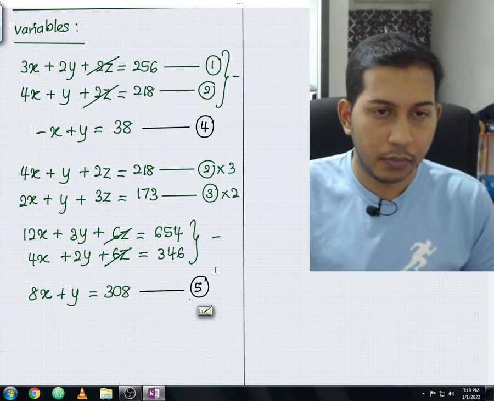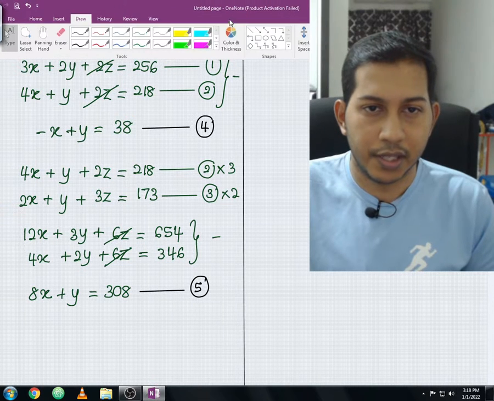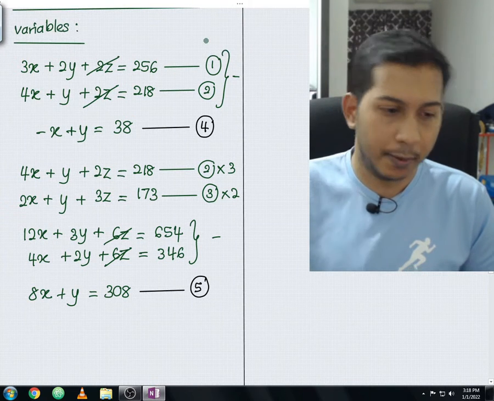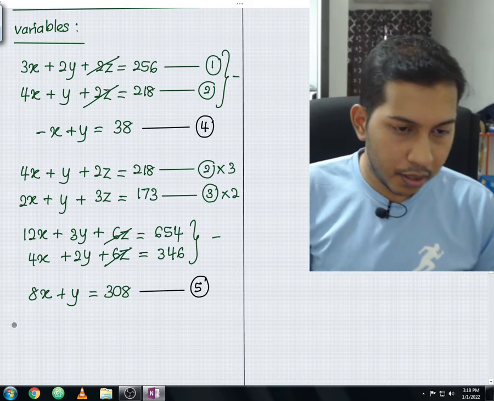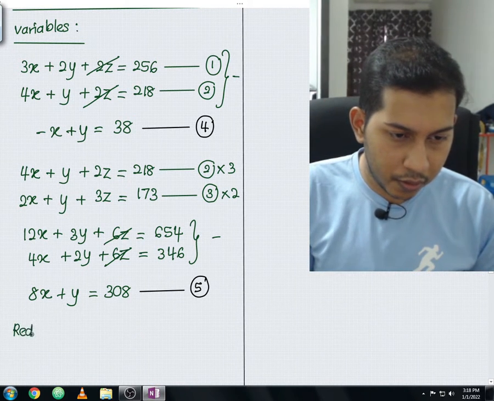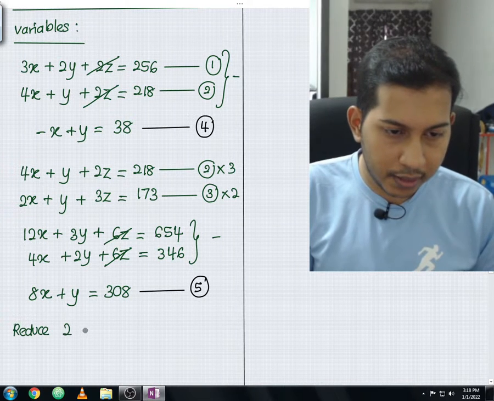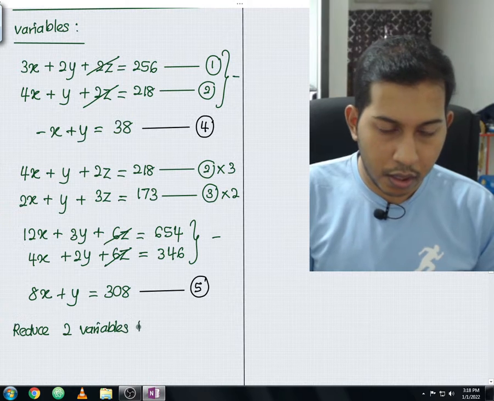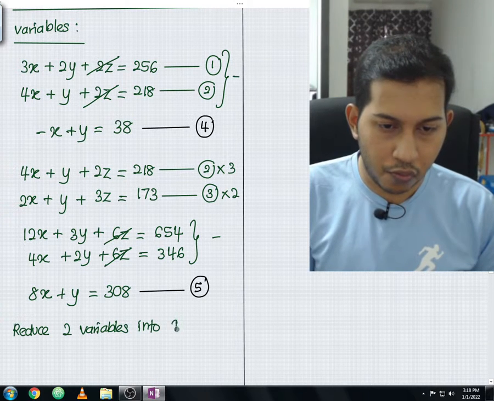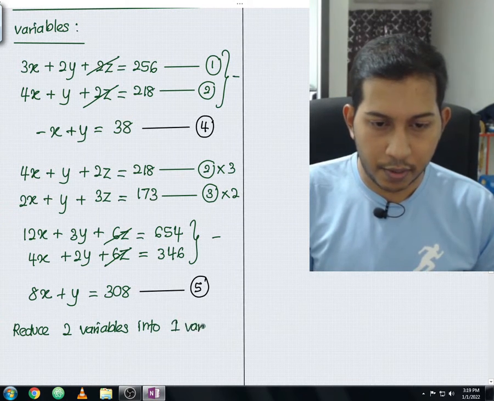Okay, so from here let me just change this back into green color ink. So for step number 3, reduce 2 variables into 1 variable.